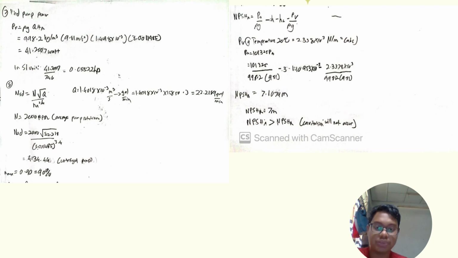And then we obtain the NPSH_A equals 7.1079 meter, which is greater than NPSH_R, which is 7 meter. So it is greater, meaning our pump 1 will have no cavitation happen.